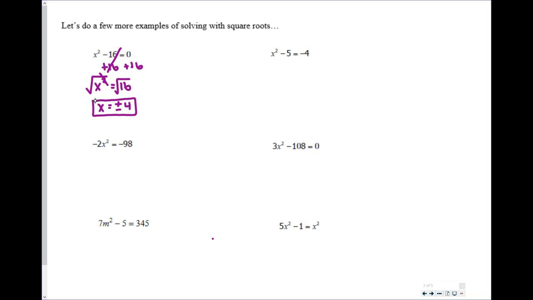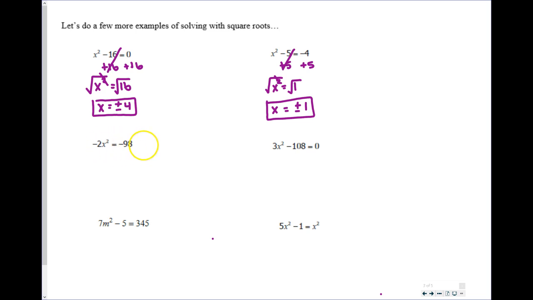The second one, very similar. I'm going to add the 5 over. I get x squared equals 1. I know this seems strange, but when you follow the steps and take the square root of both sides, this is okay because the square root of 1 is 1. So you end up getting x equals plus or minus 1. Now these are the ones that we like. We like the ones that come out to whole numbers because we don't have to worry about fractions or radicals, right? The third one, we've got a little bit of a different step.